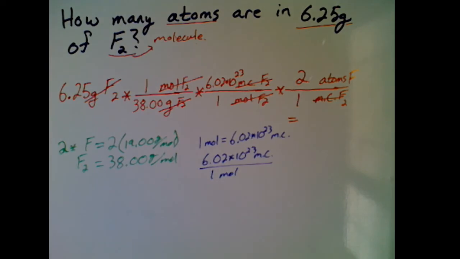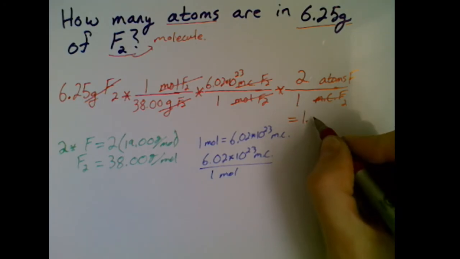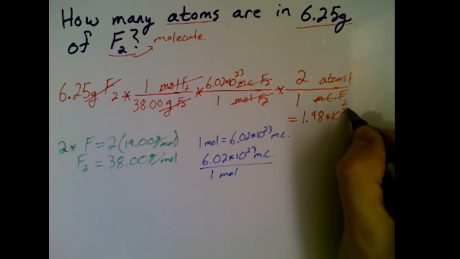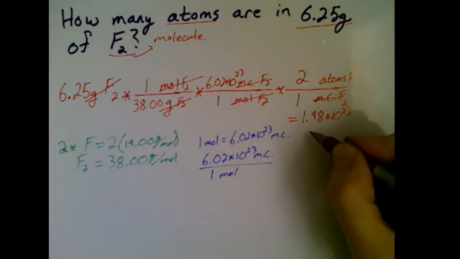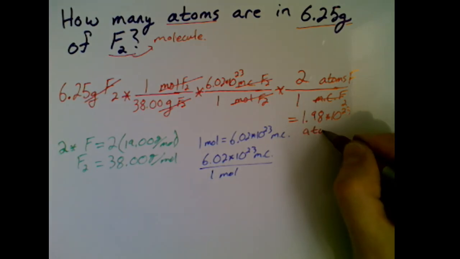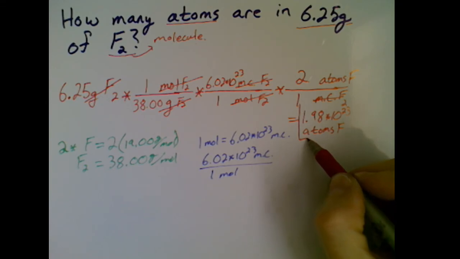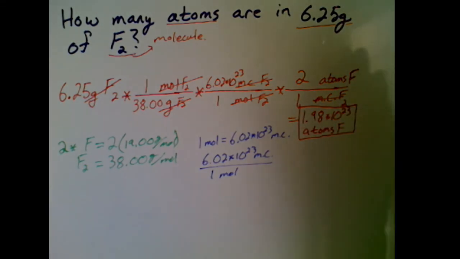So after you punch this through your calculator, what you're going to find is that it's 1.98 times 10 to the 23. Sorry, I'm kind of running into my light here. I'll write it down here. So atoms of F. And so there we go.